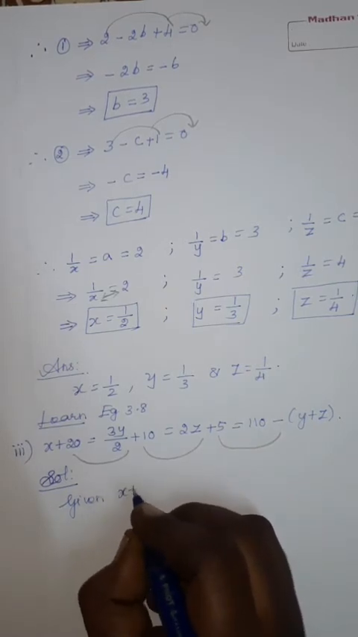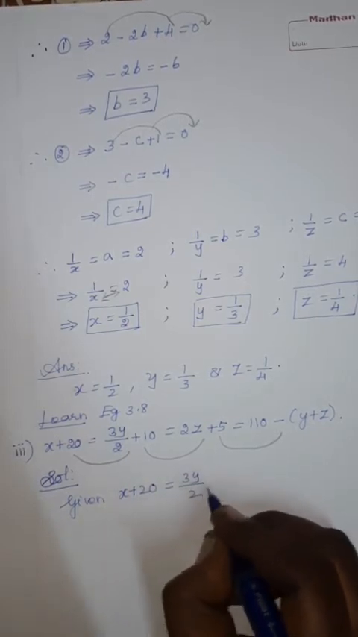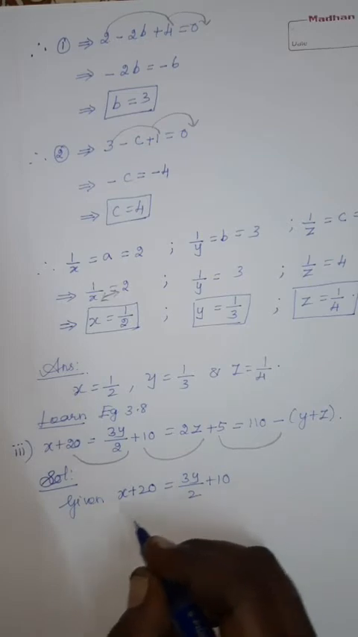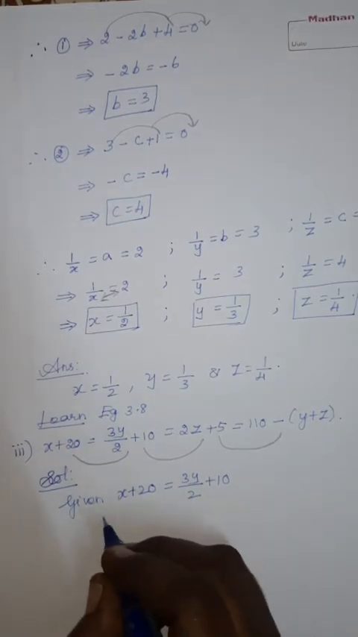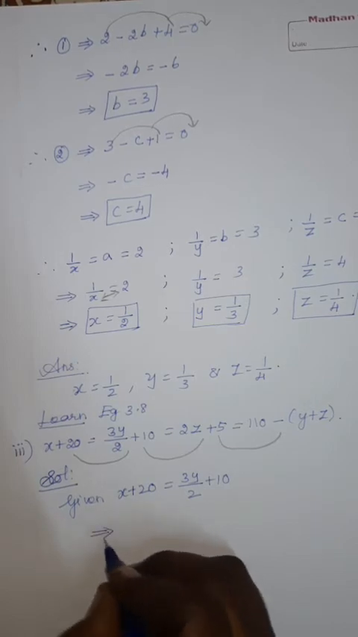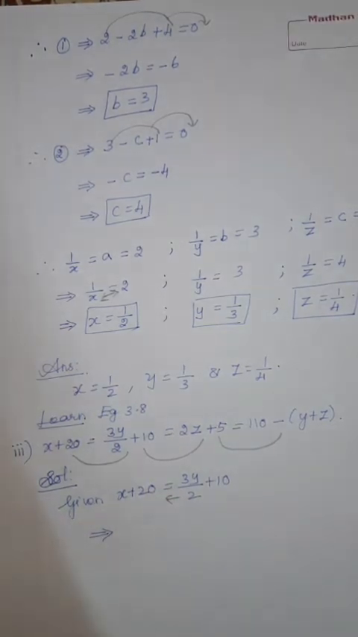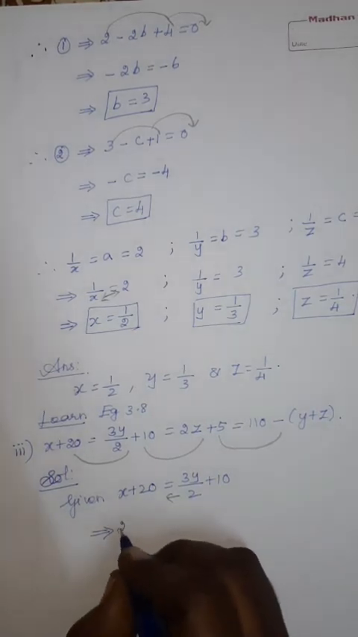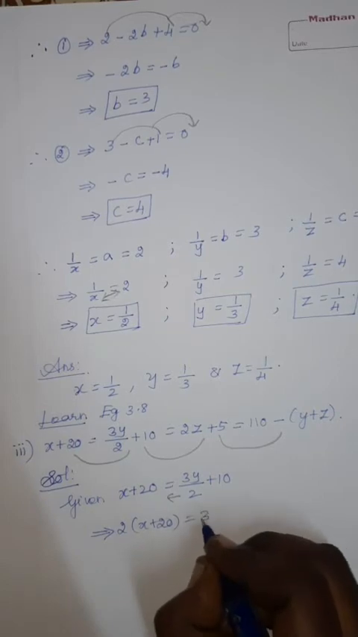Given x plus 20 equal to 3y by 2 plus 10. Now, how to write this? You can solve and adjust. Cross multiply using this 2. So, you will get 2 into x plus 20 equal to 3y.